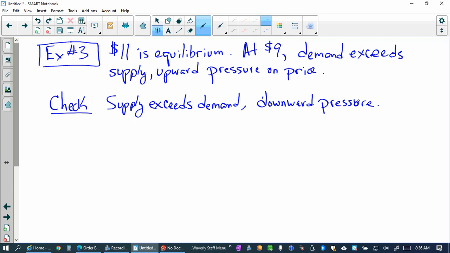Anything other than price, do we move along the curve, or what does it actually do if it's a determinant other than price? It actually shifts the curves one way or the other, right? Natural disaster, that kind of thing, okay? Like if supply gets wiped out, it's going to shift the curve, okay?